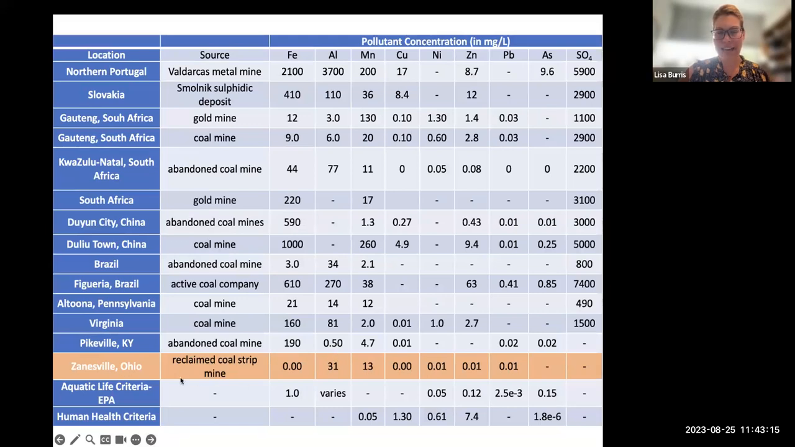And you can see that our actual AMD values are down here. For some reason, we had very little iron in the sample, but we did have quite high levels of aluminum, manganese, and no copper. But you can see the human health criteria for the manganese specifically, we are orders of magnitude above it. So something that we could really look at improving.